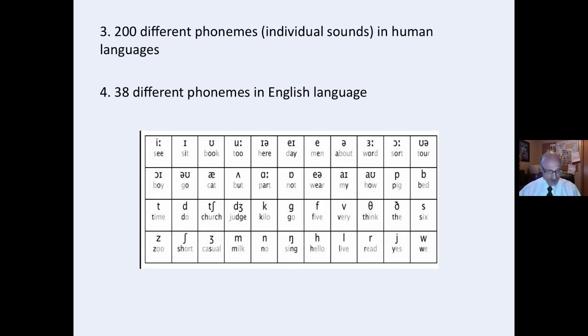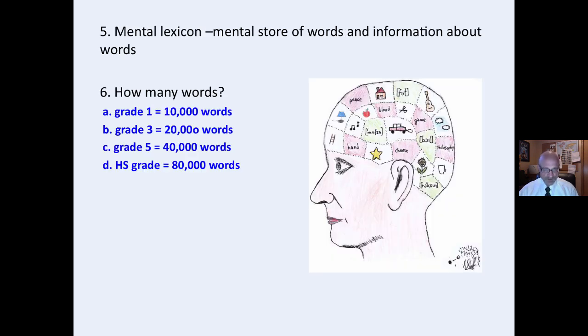In the human language, there are over 200 different phonemes. A phoneme is the individual unit of a sound within a word. In the English language, there are 38 different phonemes.